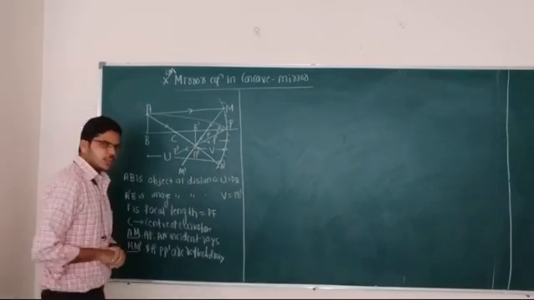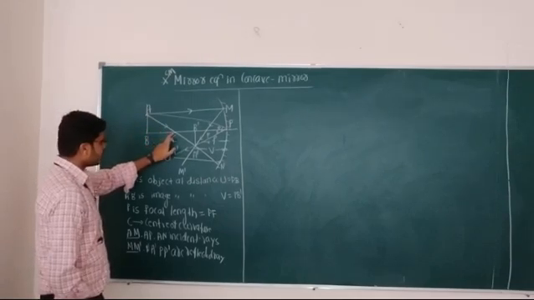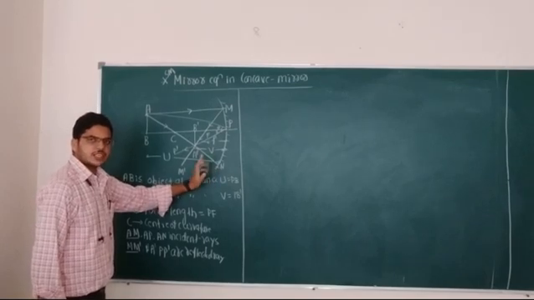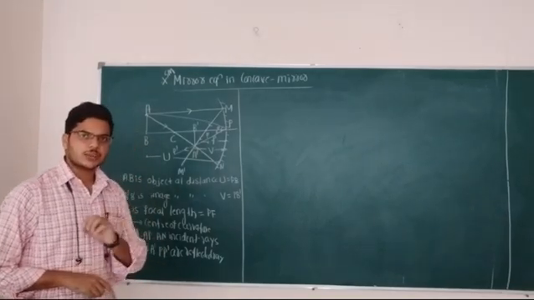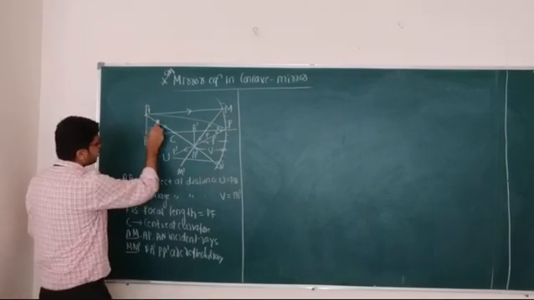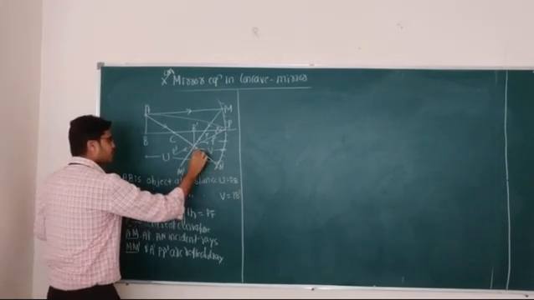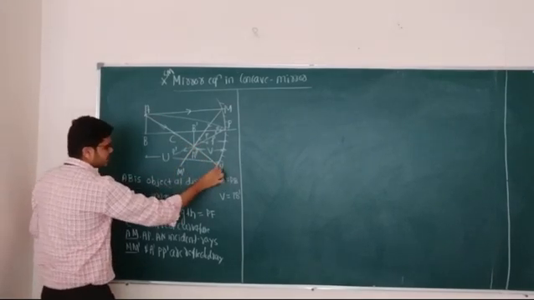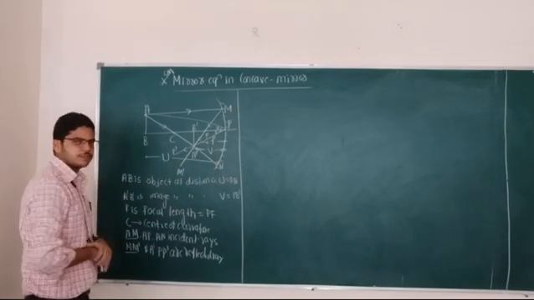Is it clear? The ray which is incident parallel must pass through the principal focus. Now, the second rule: any ray which passes through the center of curvature of the concave mirror and falls on the mirror will retrace its path after reflection. Retrace the path means it goes back along the same path. Therefore, here ray AN is the incident ray passing through the center of curvature. After reflection, it will retrace the path. It becomes NA. It is incident like this, and after reflection, it will go back like this.